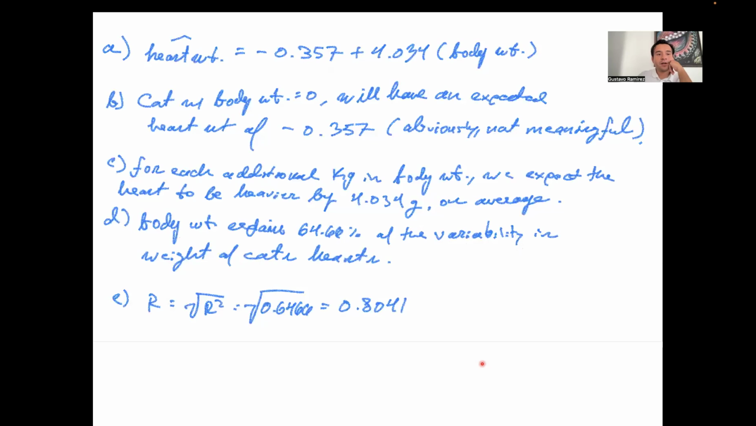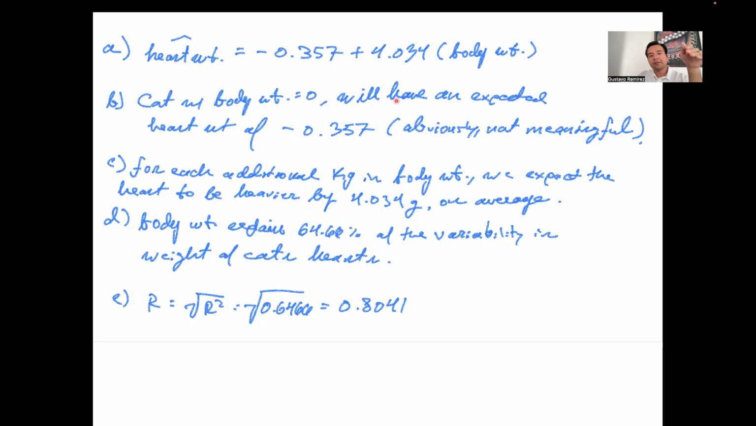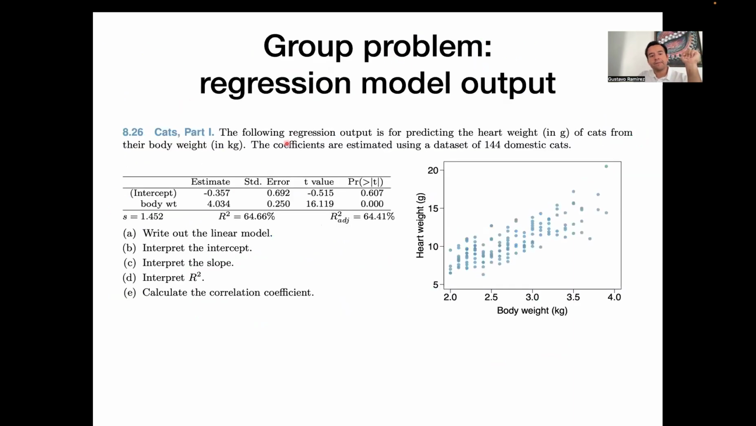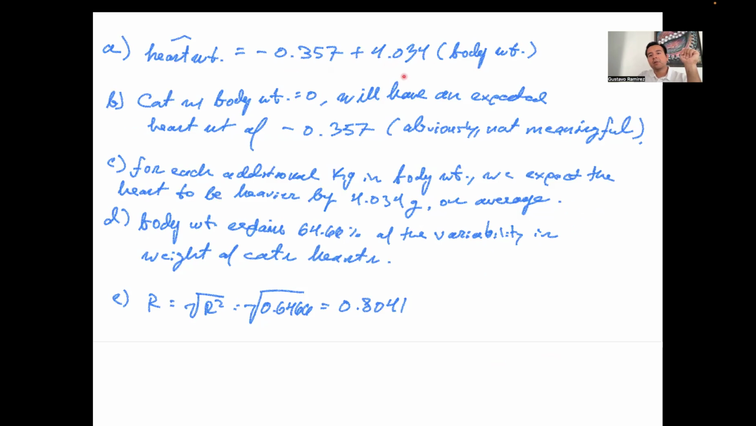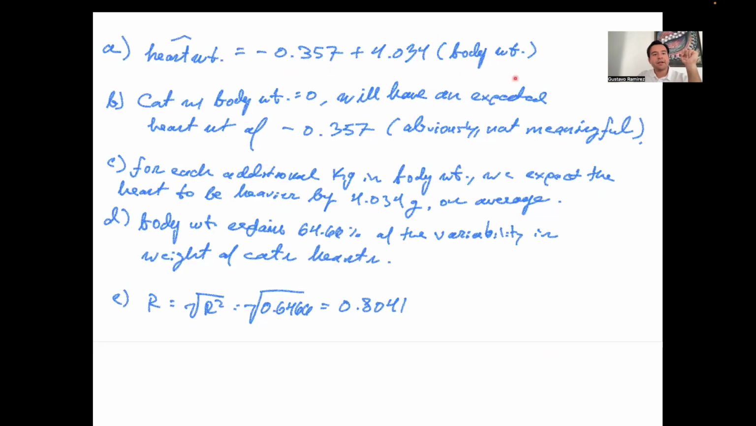Okay, moving on. So again, the linear model here is super straightforward. You want to be able to predict the heart weight, so the model prediction would be heart weight hat. That would be equal to your y-intercept, negative 0.357, which is right here, plus your slope 4.034 multiplied by the value of your predictor, body weight. Okay. All right. Interpret the intercept.